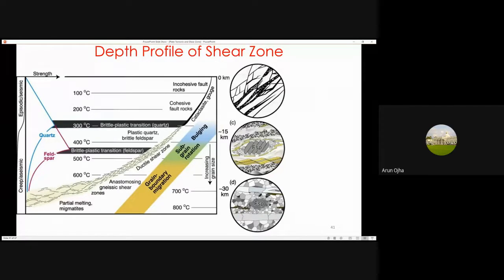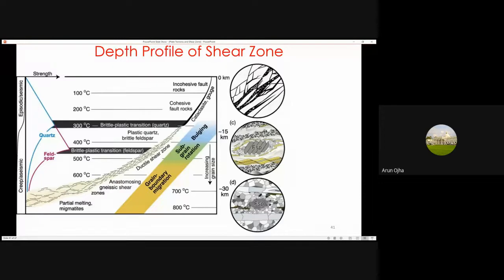So with depth, the thickness of the shear zone gradually increases, because we are entering from the brittle regime to the brittle-ductile transition zone to the ductile zone. That's why the shear zone thickness gradually increases as we go deeper in the earth's crust.